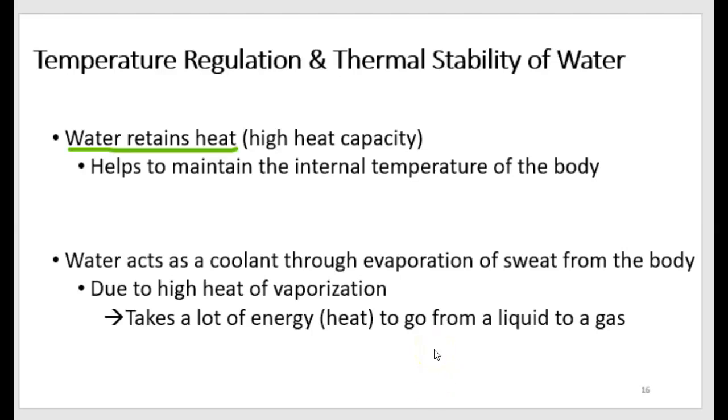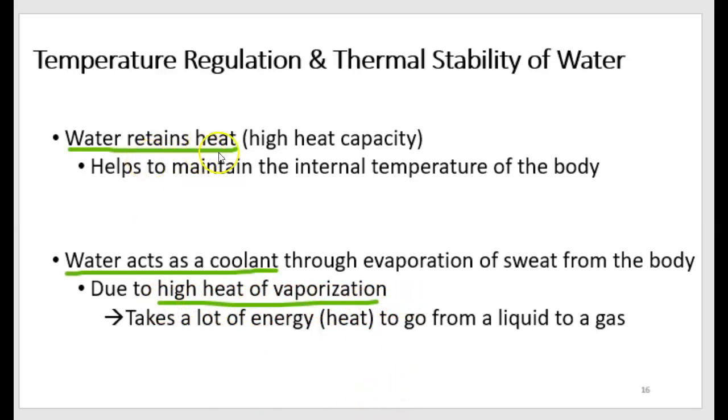But on the flip side of that is that water can act as a coolant. Okay, so when water does break apart, a lot of heat has been expelled to do that. And when the water vaporizes, that heat escapes from the body. This is called a high heat of vaporization.